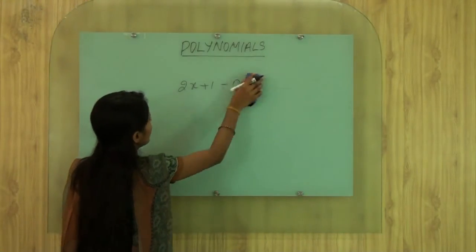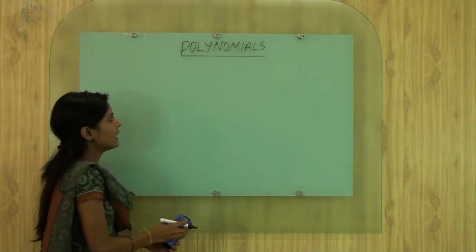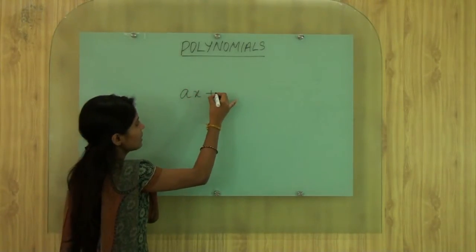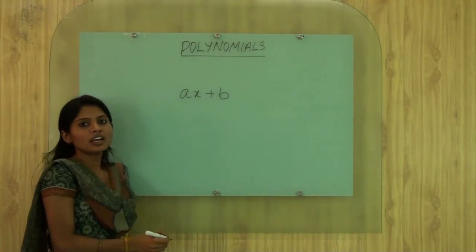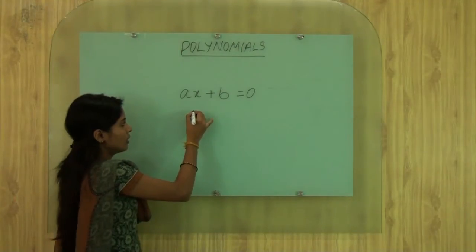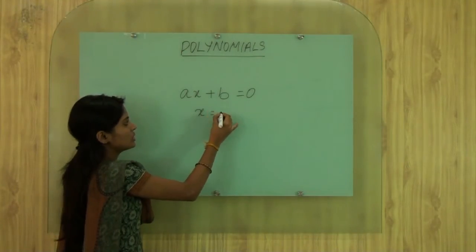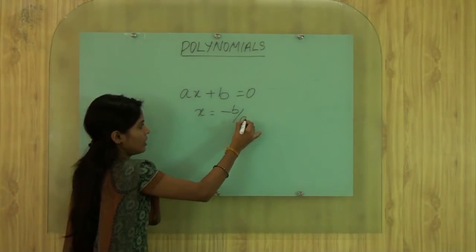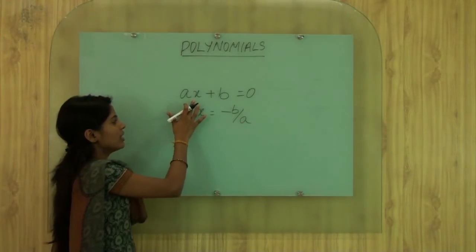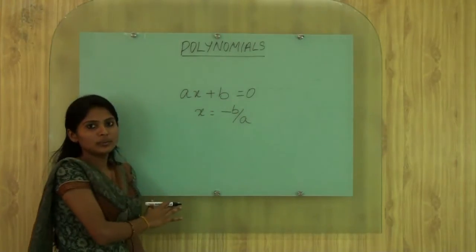In general, we can say that if we have a polynomial ax plus b, then equate it to 0 and calculate the x value, which is minus b by a. Then minus b by a is the zero of the polynomial ax plus b.